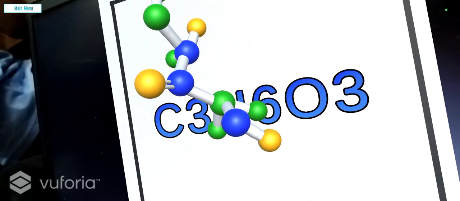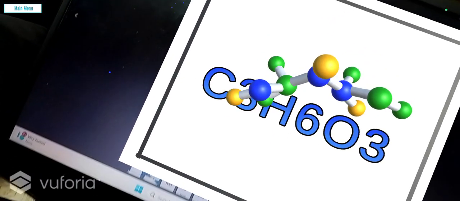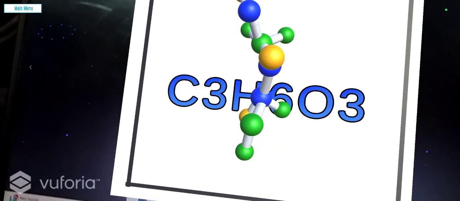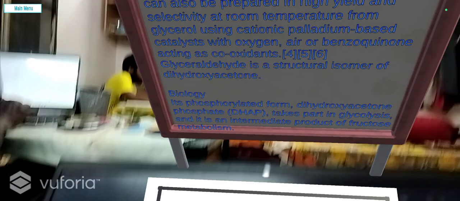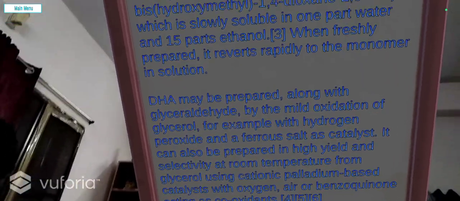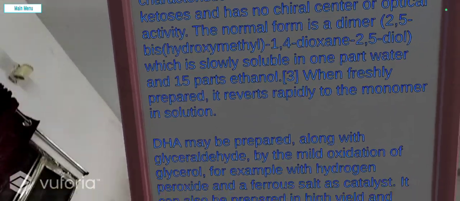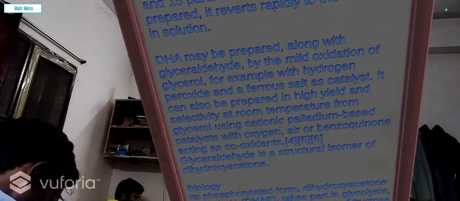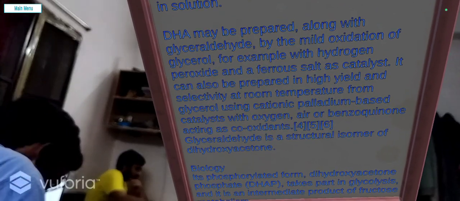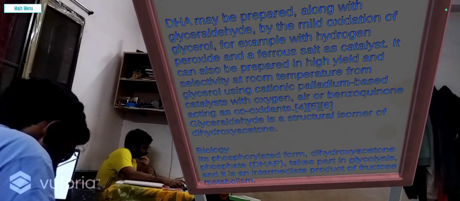We can see the bond angles here as well as the structure, like how they are oriented in 3D, three dimensional. Also we have written a short description about each molecule. So you can see here DHA may be prepared along with glyceraldehyde by the mild oxidation of glycerol, for example with hydrogen peroxide and a ferrous salt as such.